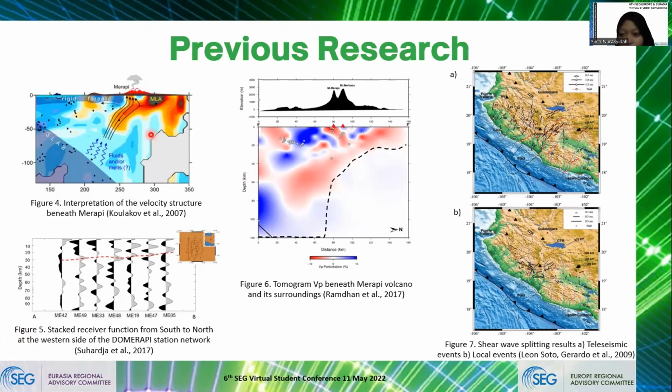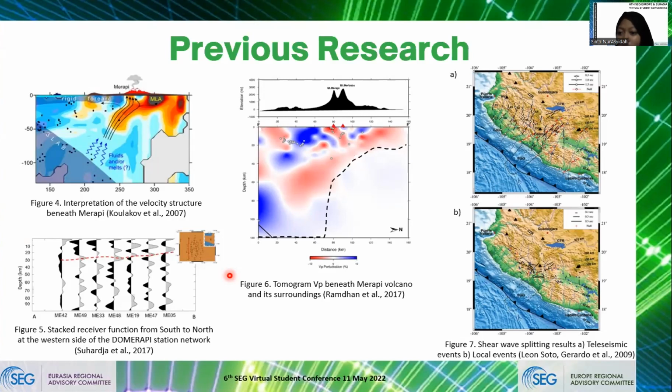Based on research by Suharja, using the receiver function method, it is stated that the depth of the Moho discontinuity under the Merapi-Merbabu area is about 30 kilometers under Merapi, and it is getting shallower on the west side of the station. In addition, the research by Ramdan states that there is a high Vp/Vs ratio under Mount Merapi, while Mount Merbabu is dominated by a low Vp/Vs ratio, confirming that Mount Merbabu is much less active than Merapi.